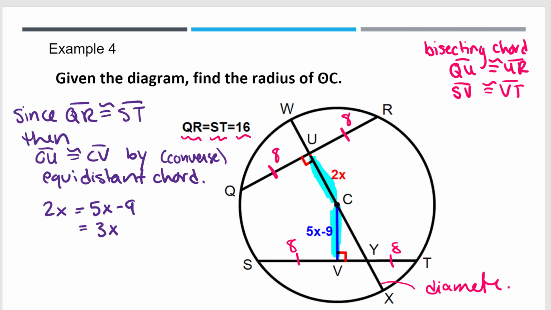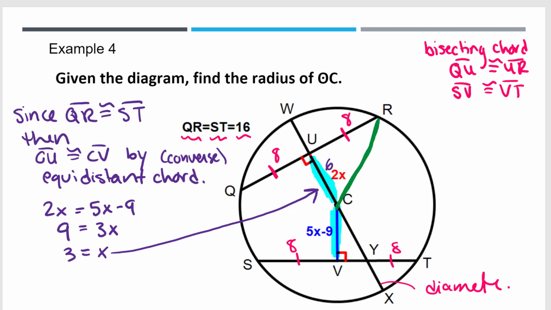I bring my x's to the right-hand side, my whole numbers to the left-hand side, so we get x is equal to 3. We'll use this x to plug in and find the distance from the center to the chord. So this is now going to equal 6. So how is this going to be helpful to find the radius? Well, we have a radius. We'll use this one right here.